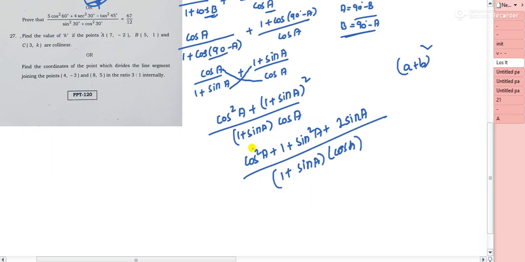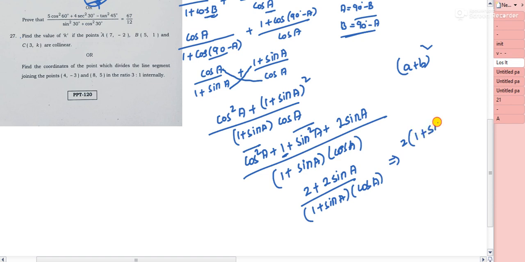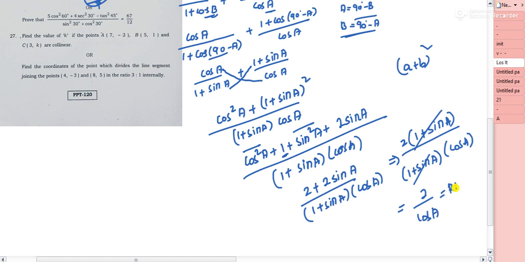So now see, if you look at this, cos square A plus sine square A is what? 1. And 1 plus this one is what? 2. So 2 plus 2 sine A, you can take 2 common here. Now the denominator remains the same, 1 plus sine A into cos A. Now in the numerator, can you take 2 common? Yes, we can take. So this becomes 1 plus sine A, right? And here in the denominator, 1 plus sine A into cos A. So these two will get cancelled and you will get 2 by cos A. And that is what we needed in the RHS. So this proves the given question.